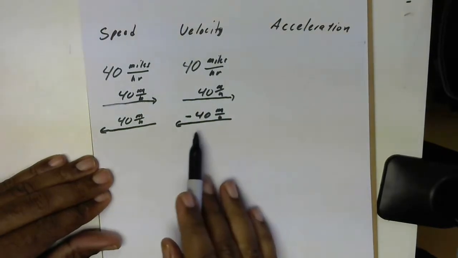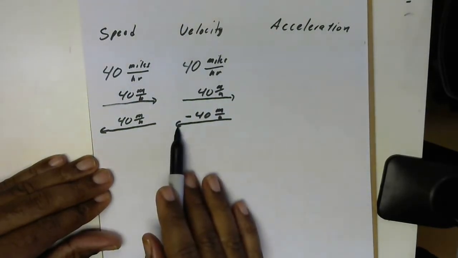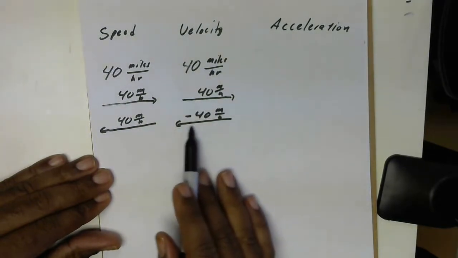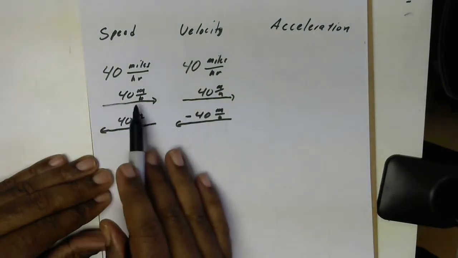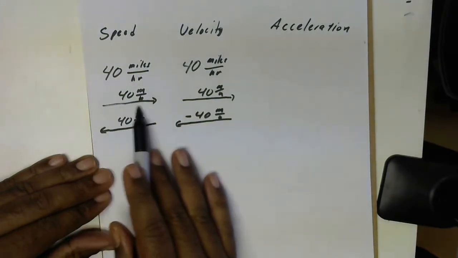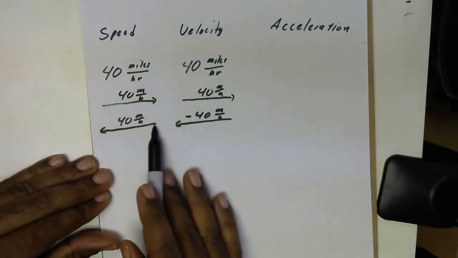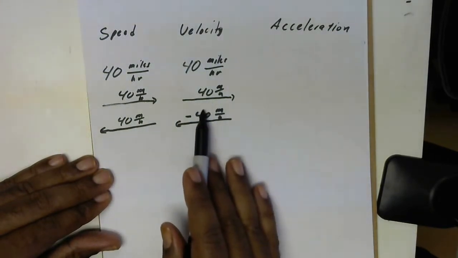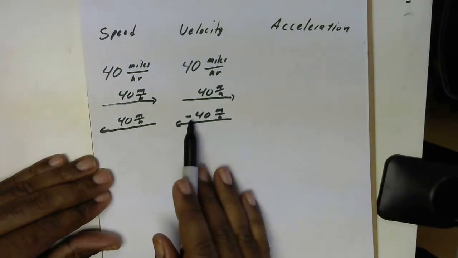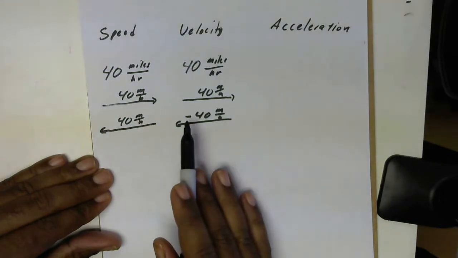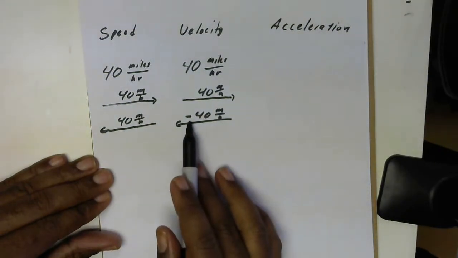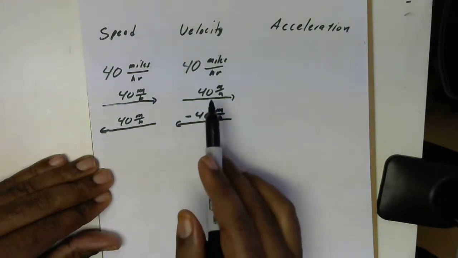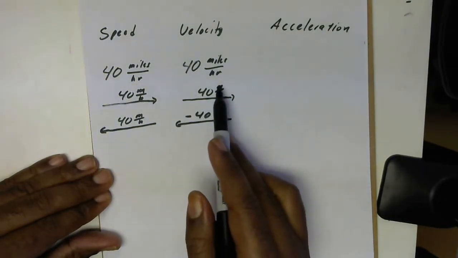Now, the negative basically says I'm going the other way, whereas the positive says I'm going to the right. The negative simply means I'm going to the left. Speed doesn't use the negative. So whether I'm going to work or going back home, it just says 40. But velocity not only says how fast I'm going, it also gives you the direction I'm headed in. So velocity has that extra piece of direction, as opposed to only telling you my distance per time.